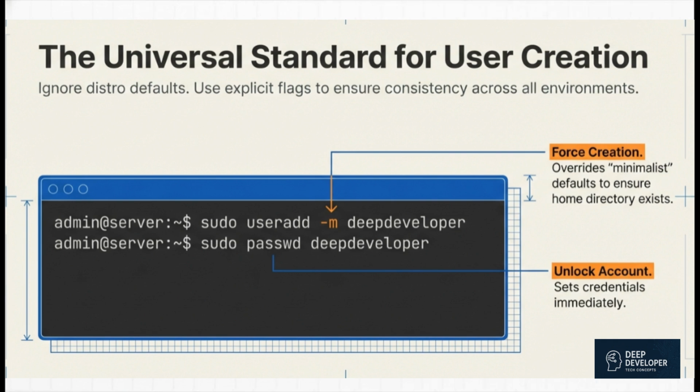Okay, and here is a classic rookie mistake. Please don't fall for this one. Creating the user is not the last step. You've created the account, sure, but it's completely locked down. You have to, and I mean absolutely must, set a password for that user with sudo passwd deepdeveloper. That's what actually unlocks the account and makes it usable for someone to log in.